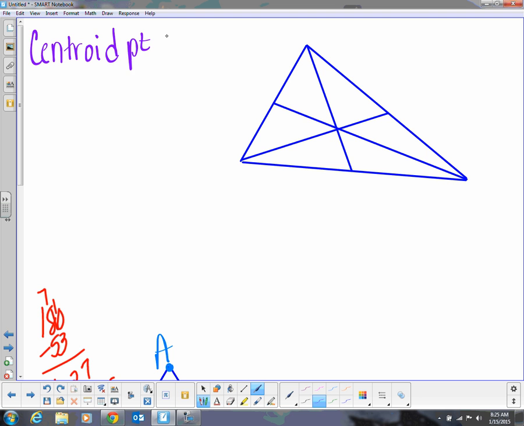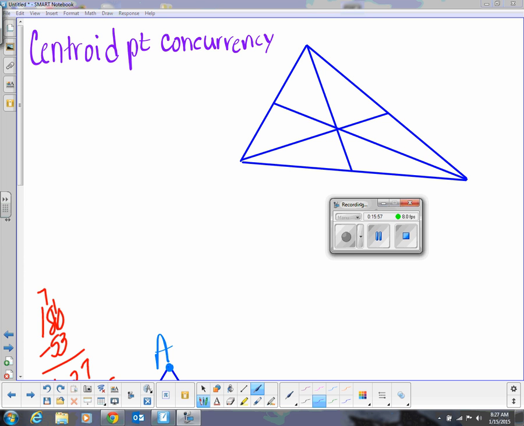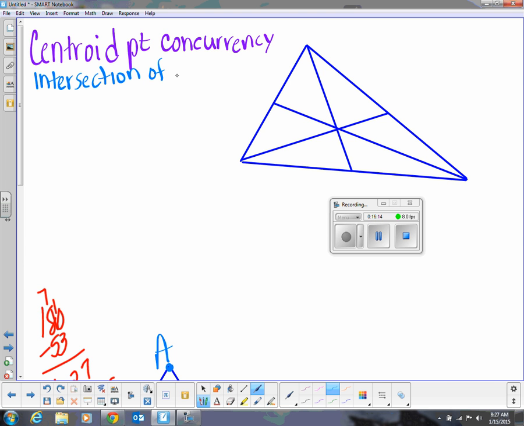Centroid is the point of concurrency of what segments? Do you see any perpendiculars here? Altitudes are perpendicular. Okay. So, I know. Point of concurrency is the intersection of which segments? Intersection of which type? Which type? It's not altitudes. What other segments do we have? Angle bisectors? Yeah, I was going to say that. No. Is it median? Yeah. All right.